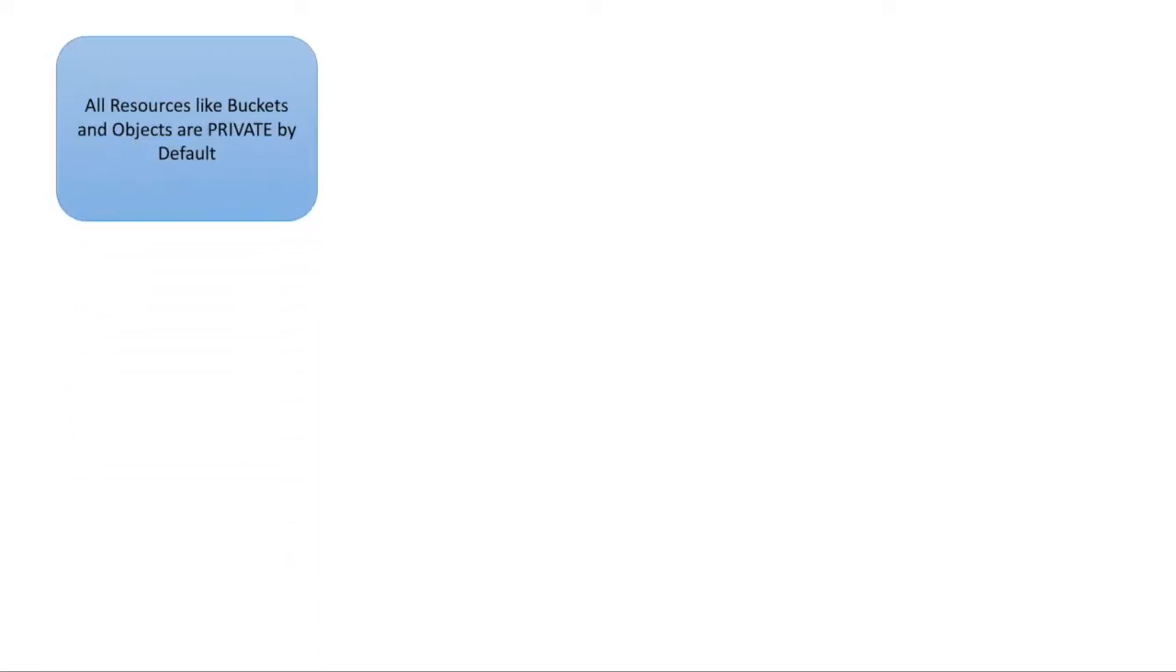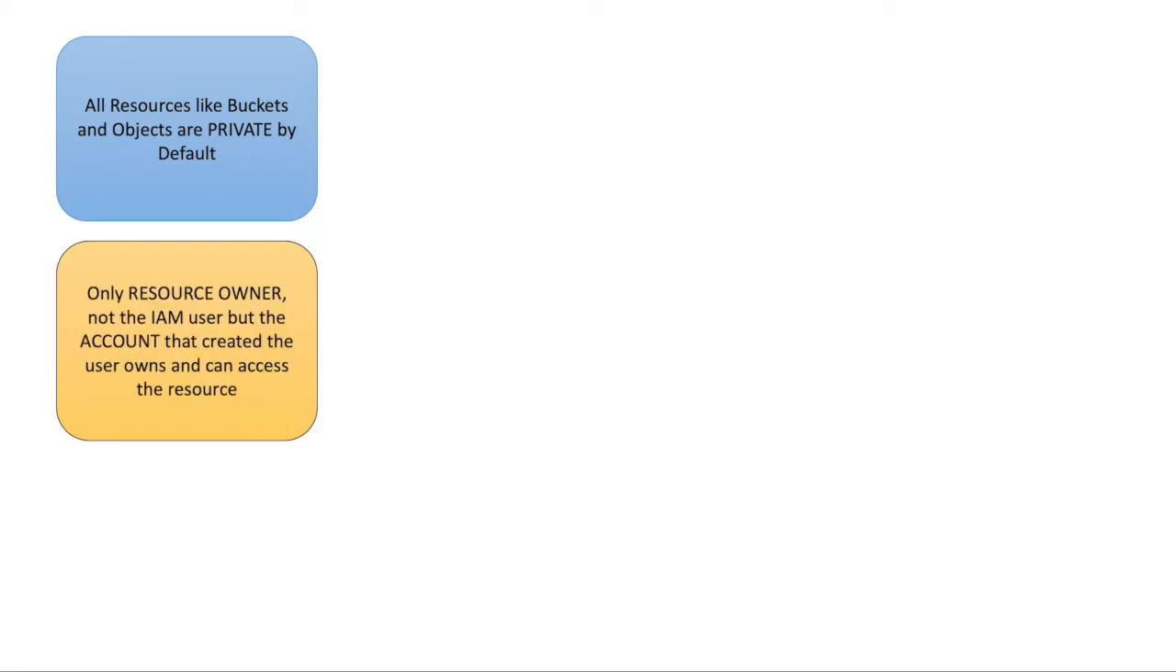So let's get started. There are a few concepts that we must know before starting: all resources like buckets and objects are private by default. Not just these two resources, but even the sub resources like ACLs, everything is private by default. Okay. Only the resource owner, and not the IAM user, but the account that created the user, owns and can access the resource. So who is the rightful owner?